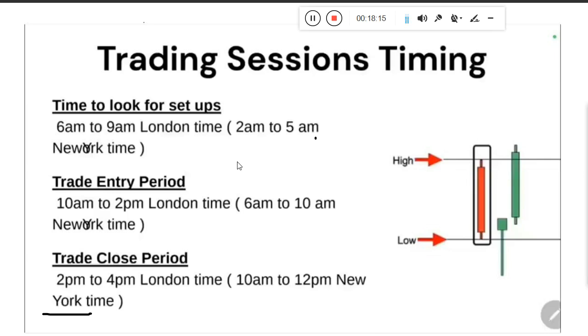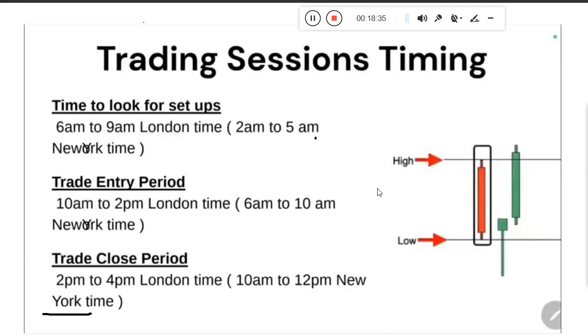That is the time I start looking for my setup. And my trade entry period is going to be between 10 a.m. to 2 p.m. London time. And usually I stop trading by 2 p.m. to 4 p.m. London time. So that's my trading session for you.